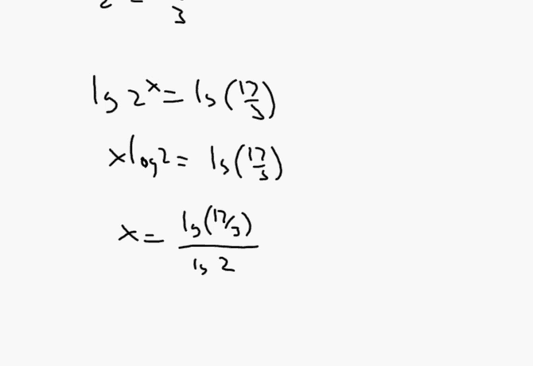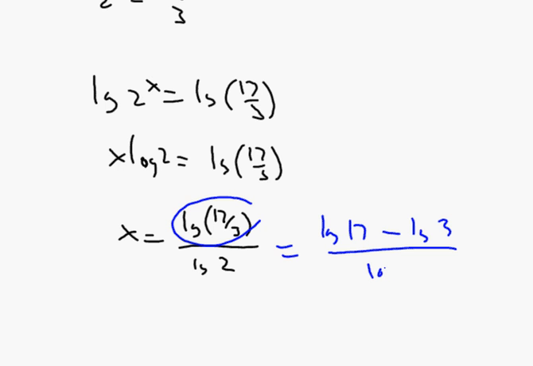Now, I'm just going to take a minute and comment about this answer, because it can be written quite a few different ways. For example, somebody might decide, hey, I'm going to use rule 2 on the top and get the log of 17 minus the log of 3 over the log of 2. That's not log base 2, sorry. That was a little small there. Over the log of 2. But that's not the only thing you could do.